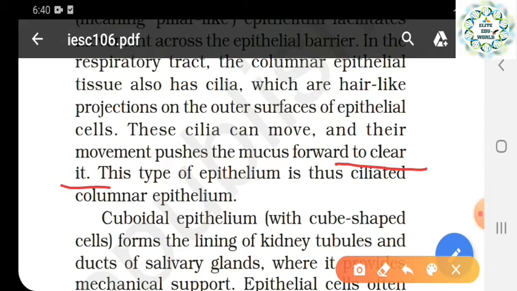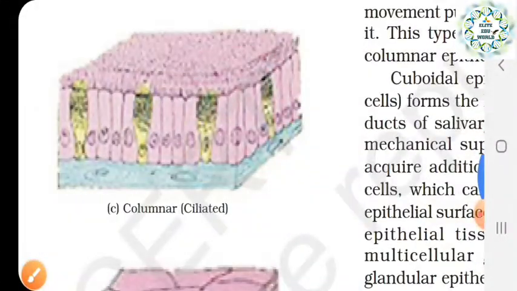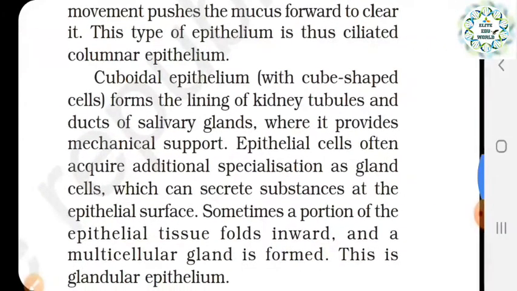ciliated columnar epithelium. This is the example, and the structure is given here: columnar with cilia, present inside our airways or in our trachea. So it is helping to push out the cough and clear it.